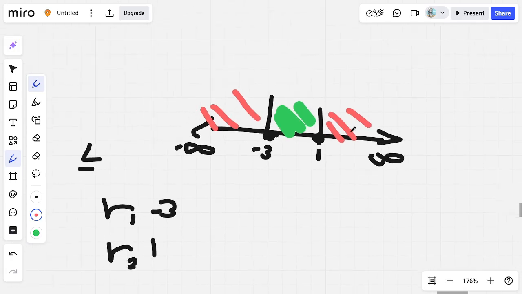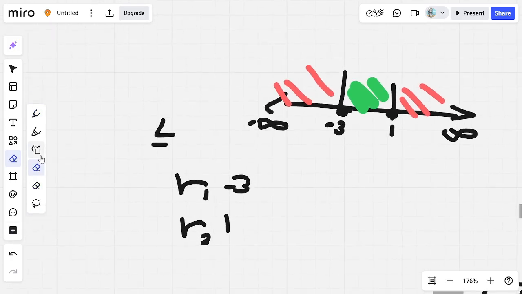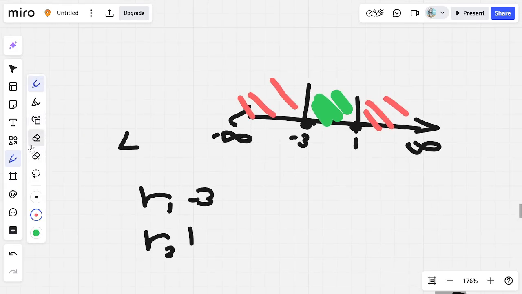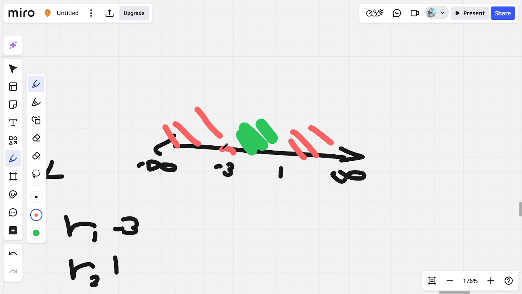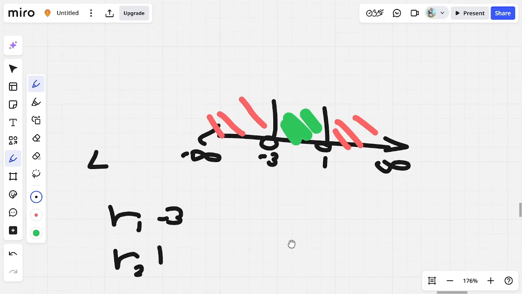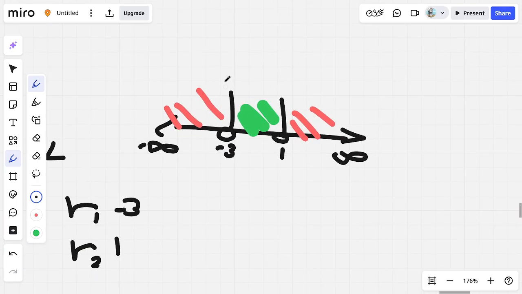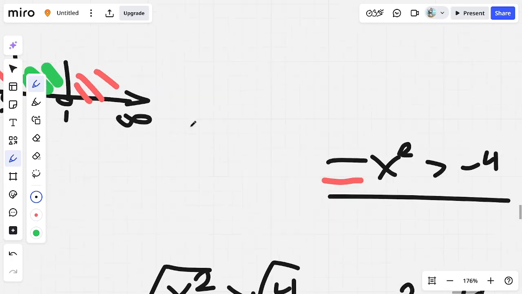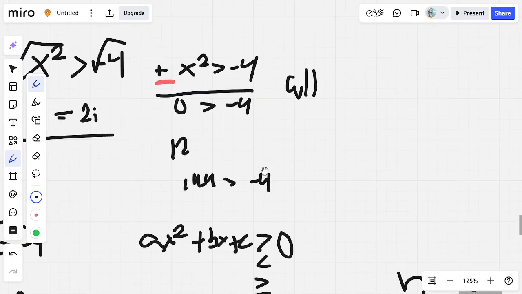But if we remove the equal, remember to use the hollow circle, the circle that is not shaded, because this is not included in the solutions. Okay, I think that's it. Thank you.